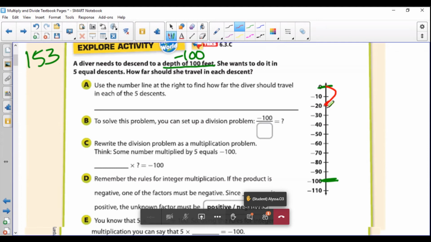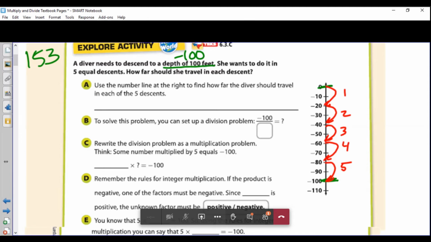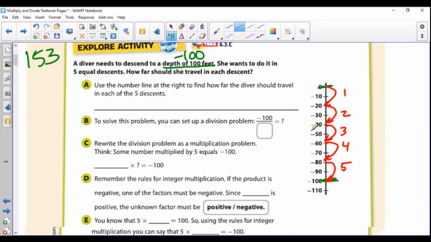Every time I go down 20 spaces, I'm doing that so I can end up on 100 at the very end. So I have my 1, 2, 3, 4, 5 different ways. I have a question. Yes. What if it was like 0 and then 90? You can't do 20 spots. Right. If it was 0, 90, I would give you maybe a different number, like if I did 10 descents, but I would make sure it works out pretty decent.